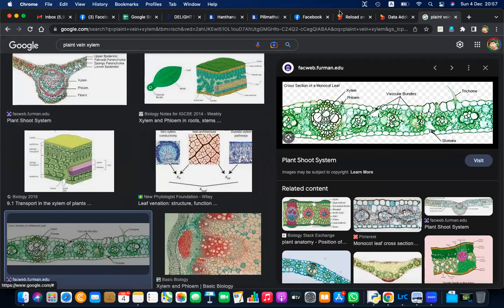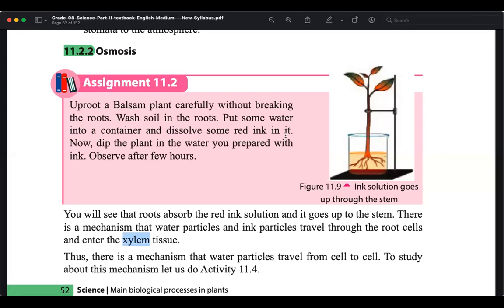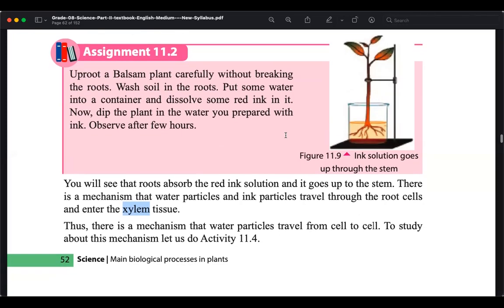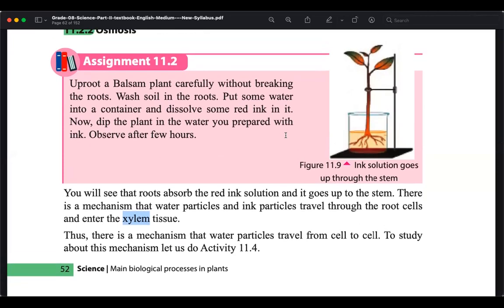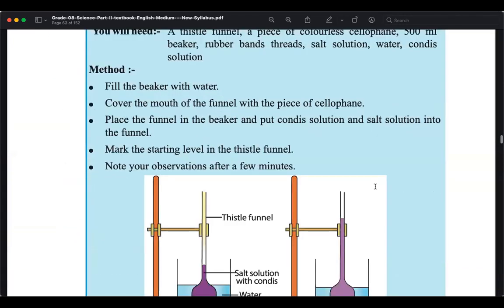Okay, let's move back. Xylem tissue. So what is this osmosis? What is happening inside this xylem tissue is called osmosis. So actually, what is osmosis? Let me explain this experiment to you.